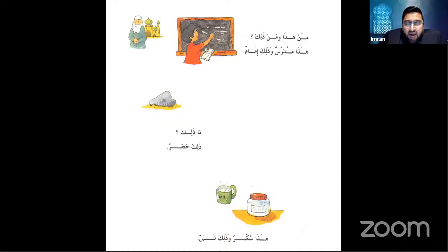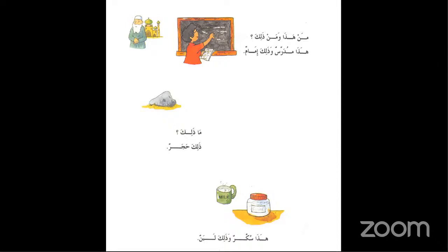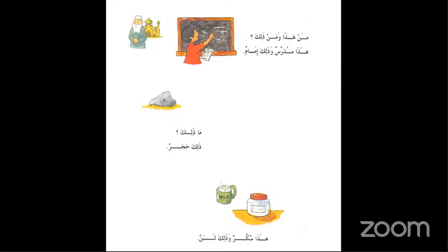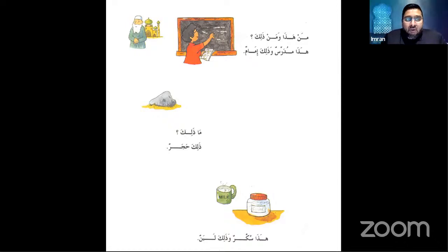This is my teacher and that is your imam. "Hada mudarrisi." This is my teacher. "Wa dhalika imamuka." And that is your imam. Correct. That's fine. I'm going to ask you to change it again now. Say, this is our teacher. How would you say that?